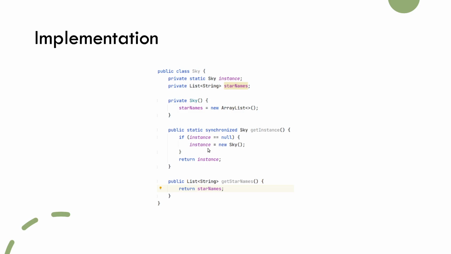It is also important to say that the mentioned getter method has to be synchronized. Otherwise, it could happen that more than one thread is calling it and thus creating multiple objects of the Sky class, which beats the sole purpose of this design pattern.